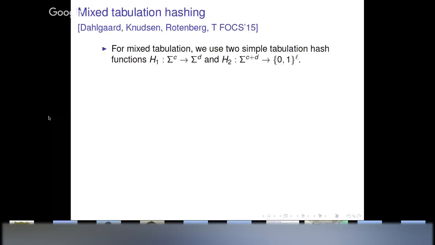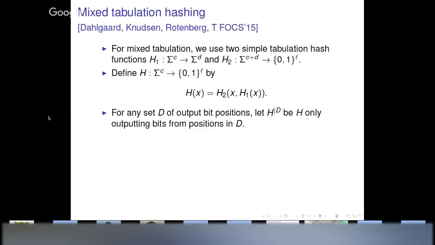So now comes the mixed tabulation hash function. You just do it twice. So first you use a simple tabulation hash function that takes your C character input and gets a D character output. And then you have a new hash function, also simple tabulation, that takes both the original characters and the D new characters. So the second hash function is applied to the concatenation of the original key and the output of the first hash function on the original key. So you kind of have both the original key and some scrambled characters. We're sort of putting some more randomness into the system, but it's not worse than that.